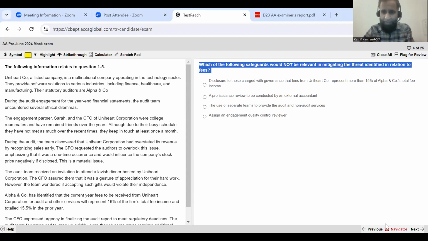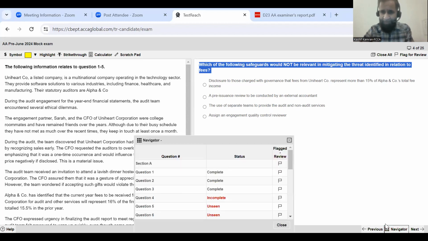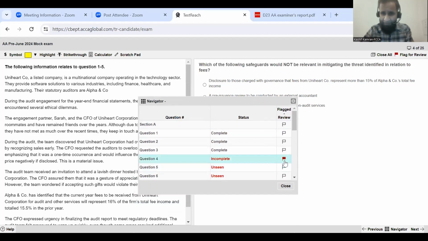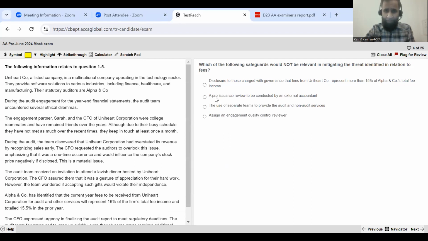I'll go to the navigator. I hope you can see the navigator on the screen. This is question number 4 in section A. So I go to question number 4 and I click the flag. Can you see the flag? Clicked, red flag. Question number 4, which of the following safeguards would not be relevant in mitigating the threat? I don't know the answer. I'm not wasting the time. I'll flag it, close it, and I move on to the next question.